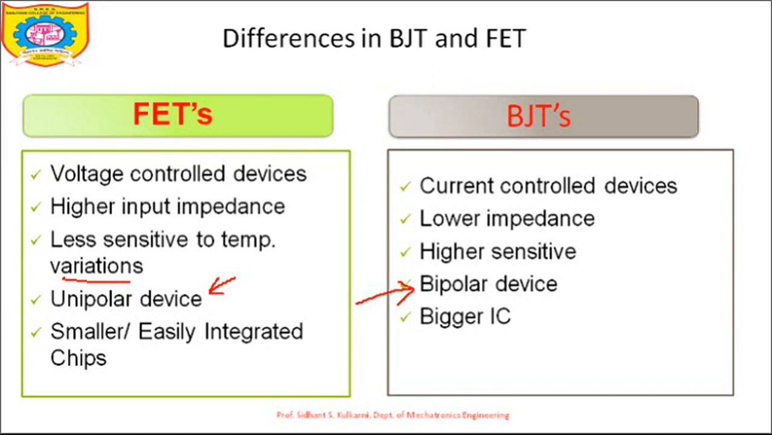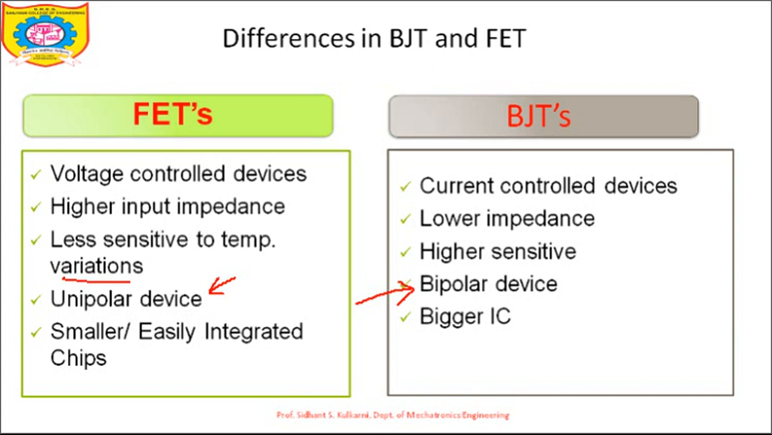But in case of FET, it is a unipolar device. How it is a unipolar device, we are going to discuss in the next slides, or in the next lecture. And FET is smaller and easily integrated into a chip, so it is a bigger IC. As compared to the FET, as far as size is concerned, the BJT is heavier, or we can say bulky.